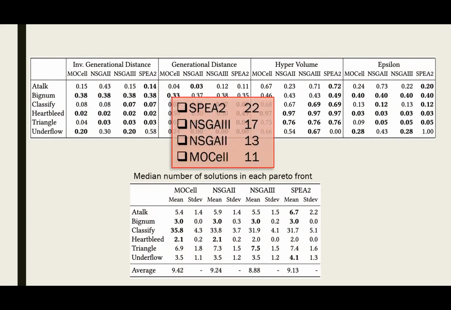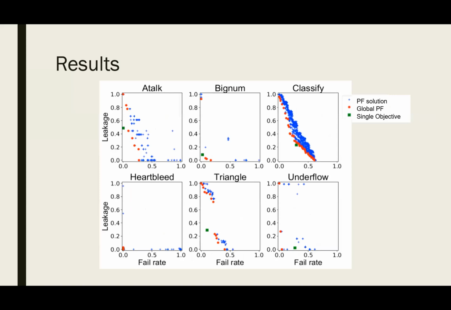And in the end, SPEA2 overall came out on top the most number of times, but we didn't see any significant difference between many of them. So all of them had some benefits, and many of them gave us a good solution. So these are some Pareto fronts.